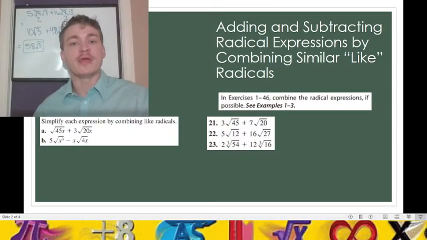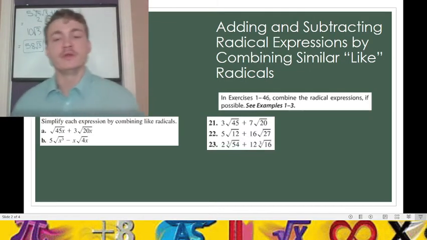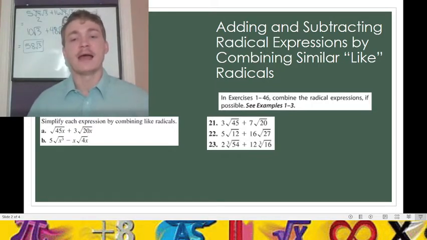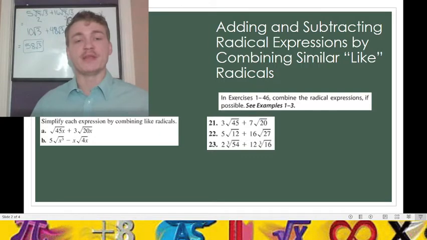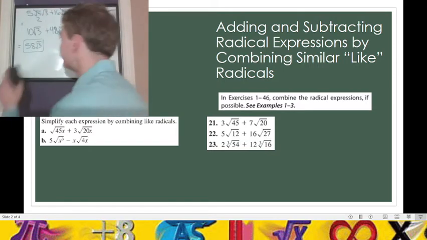Number 23, we have 2 multiply the cube root of 54. So we have 2 cube roots of 54 plus 12 cube roots of 16. Now we can't combine here for number 23 because 54 and 16 are not the same radicand. However, they may be simplified in such a way that we can rewrite these in simplified terms such that their radicands are the same. Let's try it out.